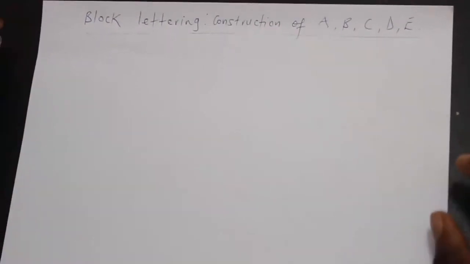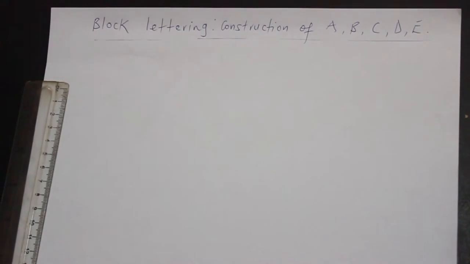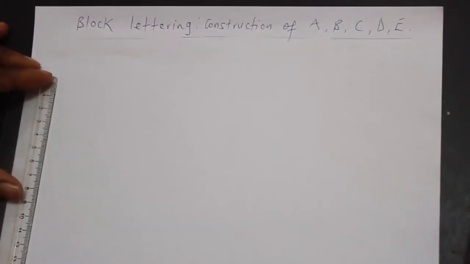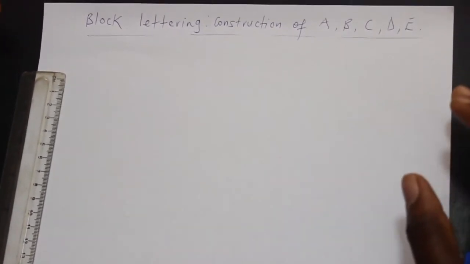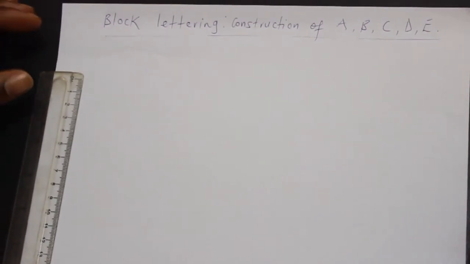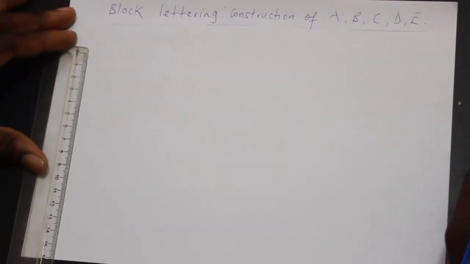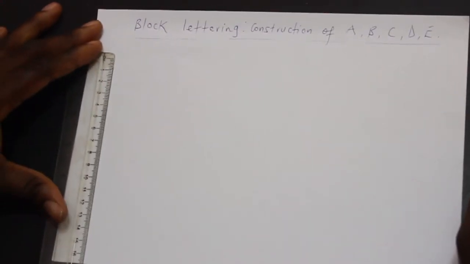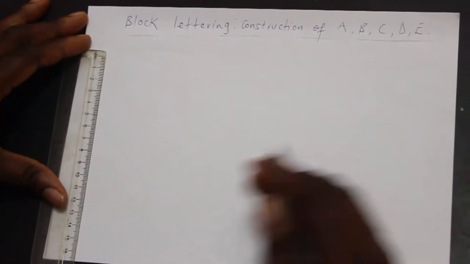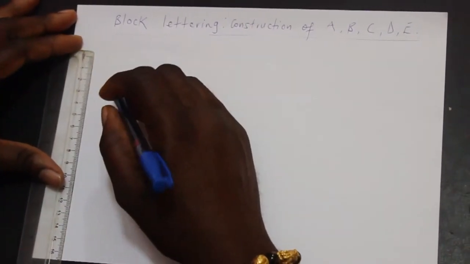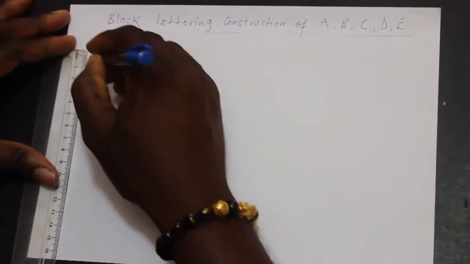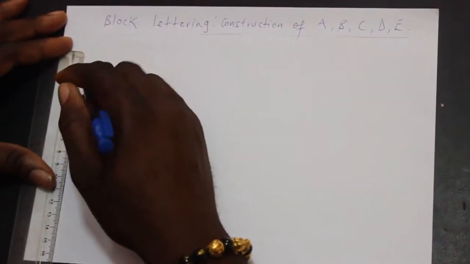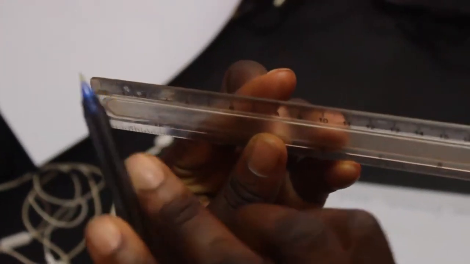Block letters are letters constructed in squares of uniform thickness, which means that we cannot construct any alphabet without ruling squares. So the first thing we'll do is to get the squares before we construct the alphabet. The measurement we'll be using per square will be 1 centimeter. So as I'm doing, I'm going to mark 1 centimeter. 1 centimeter is from 0 to 1. So that is the measurement per square.